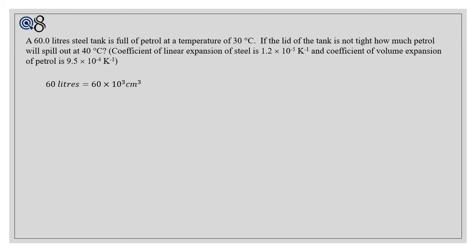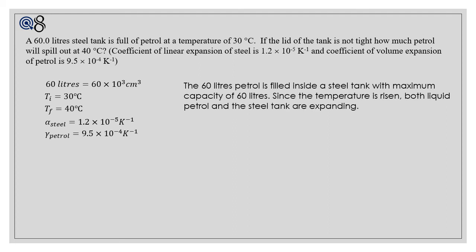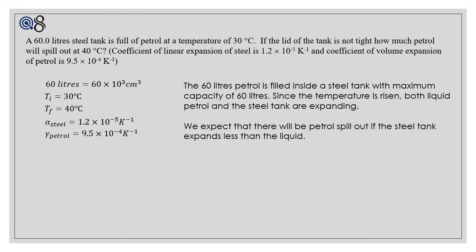So, 60 liters is equivalent to 60 times 10 to the power of 3 centimeter cube. The initial temperature is 30 degrees Celsius and the final temperature is 40 degrees Celsius. So the value of alpha for steel and gamma for petrol is given. The 60 liter petrol is filled inside a steel tank with maximum capacity of 60 liters. Since the temperature is risen, both liquid petrol and the steel tank are expanding. We expect that there will be petrol spill out if the steel tank expands less than the liquid.